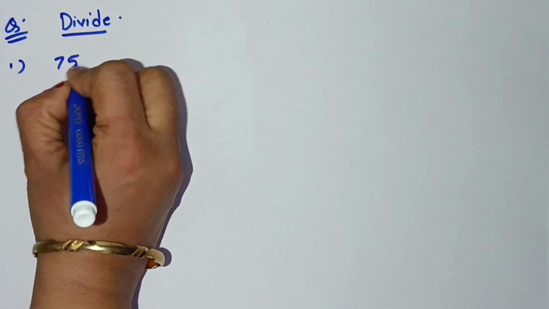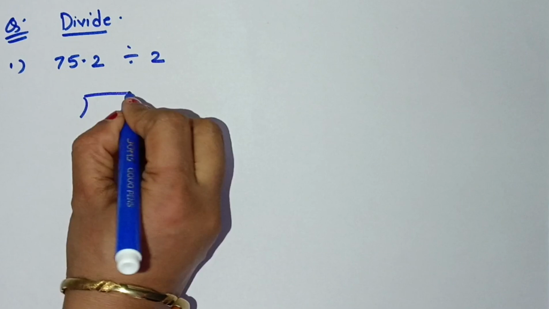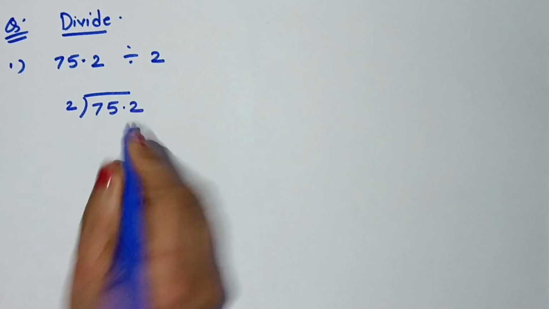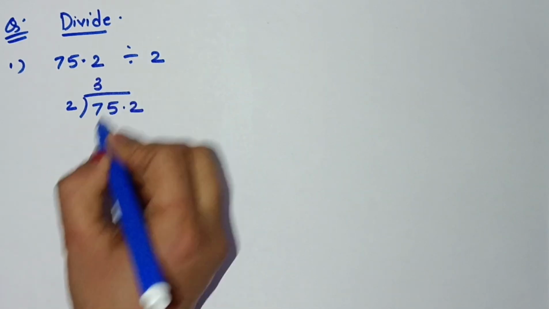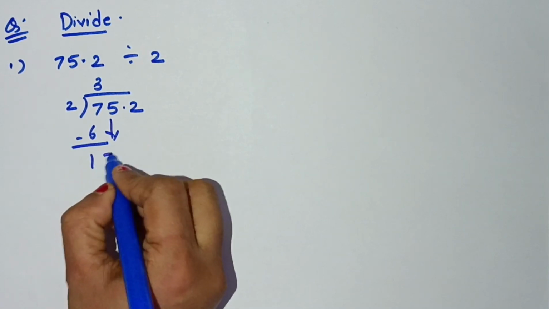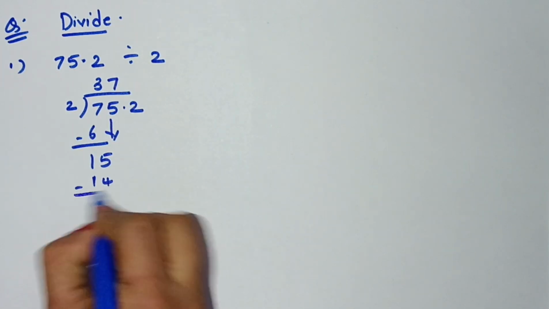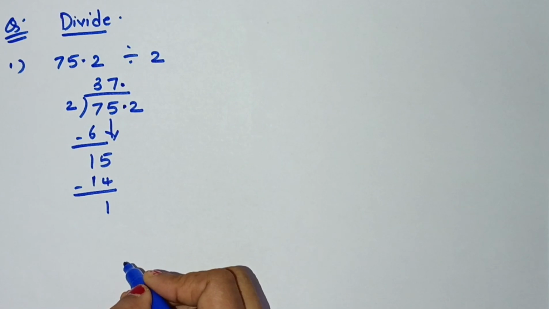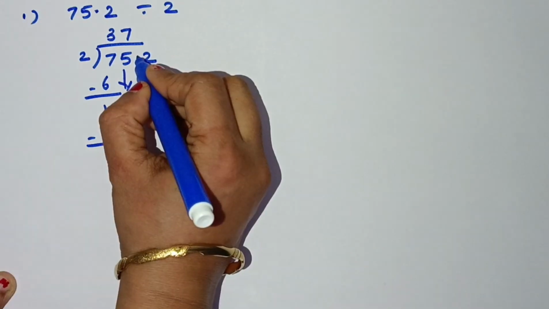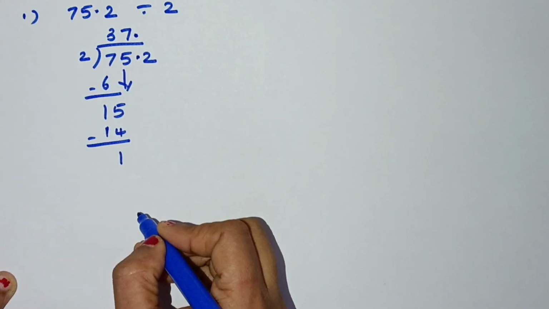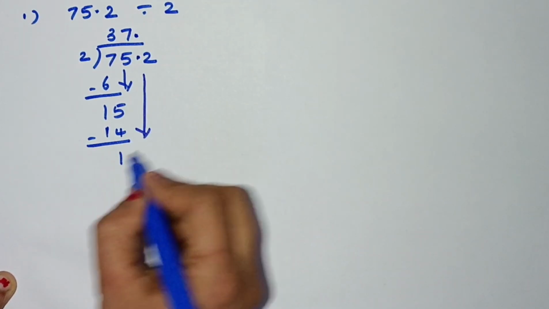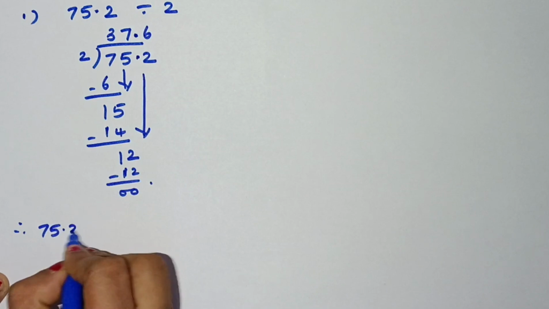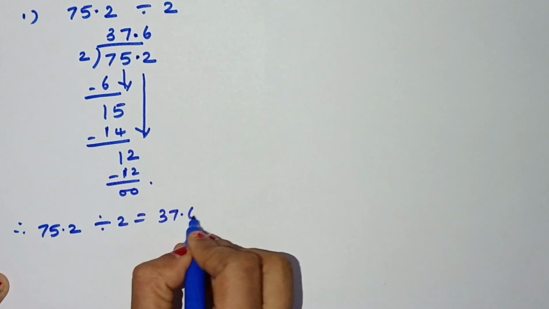Divide. First one, 75.2 divided by 2. Just show this calculation in your answer sheet itself. 2 is the divisor, 75.2 is the dividend. 2 3s are 6. Bring this 5 down. 2 7s are 14. Now before you bring down this 10th place, you have a decimal point, put it in the quotient. Now bring this 2 down. So what you got? 2 6s are 12. So your final answer is 75.2 divided by 2, that is 37.6.